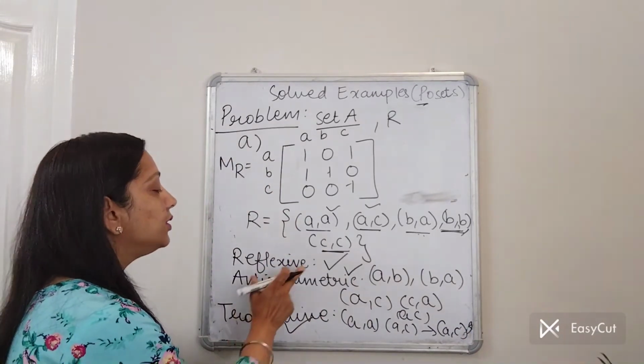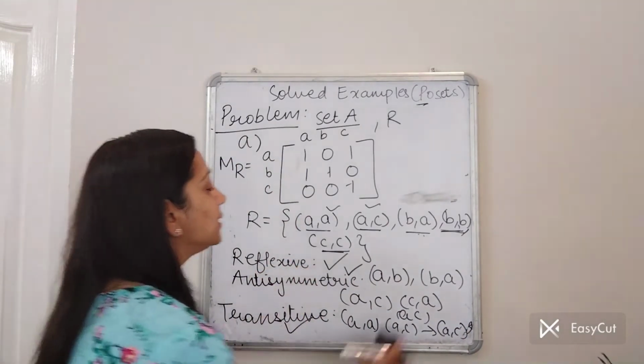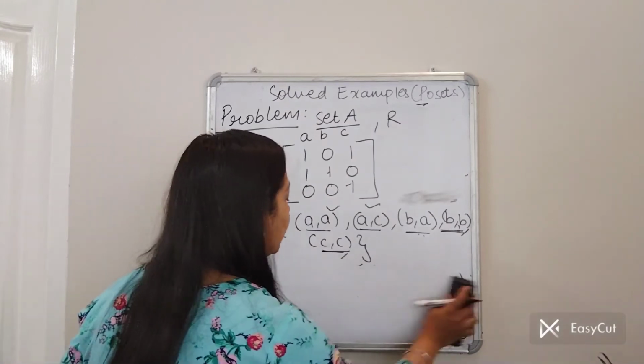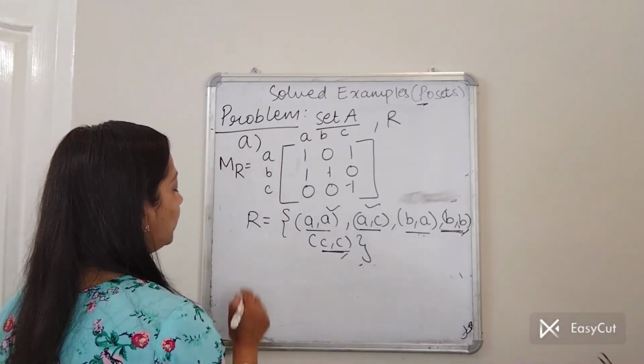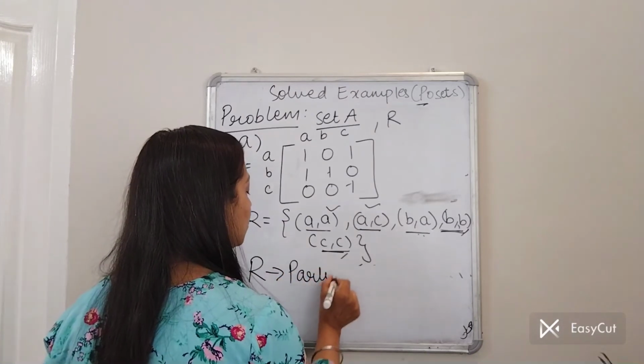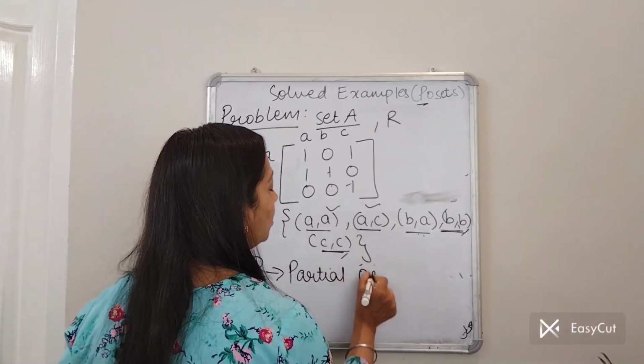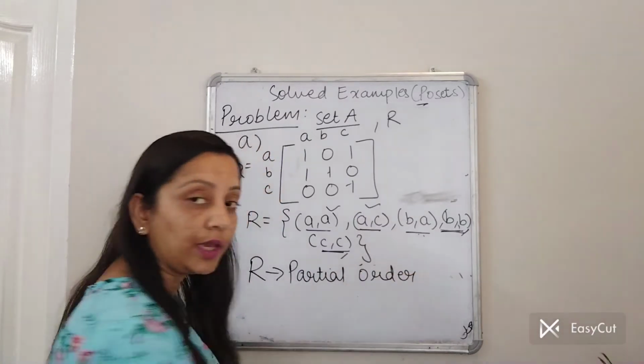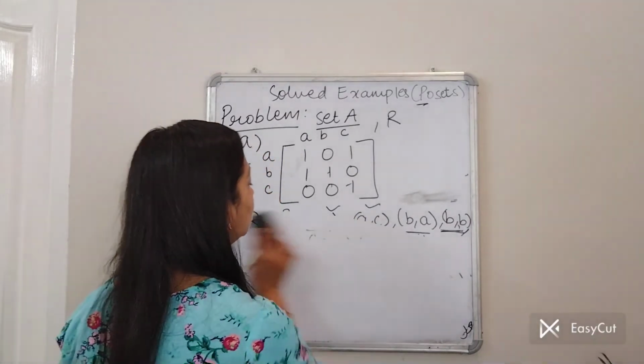So since this relation is reflexive, antisymmetric and transitive as well, I can say that relation R is a partial order.